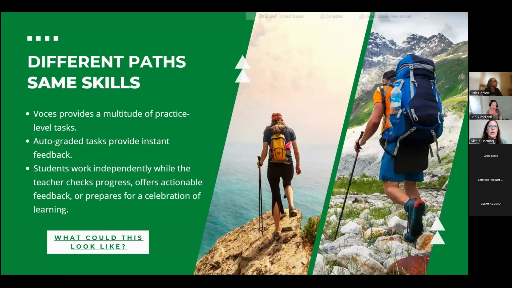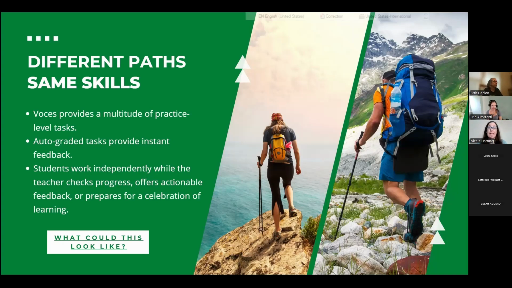Okay, so different paths for students, but essentially the same skills. Remember, my grade book is broken up by those skills, right? Reading, writing, listening, speaking. So part of what I needed to do as the educator is I had to let go a little. I had to let go of a little bit of control. And this is hard for some of us to do.